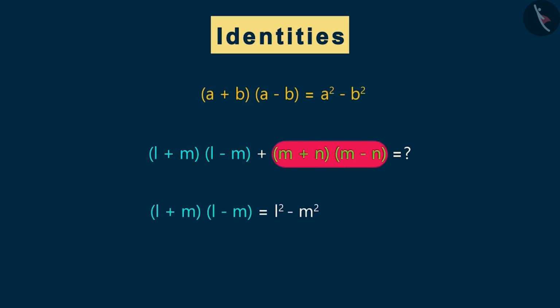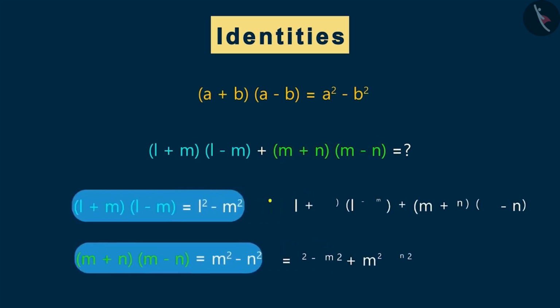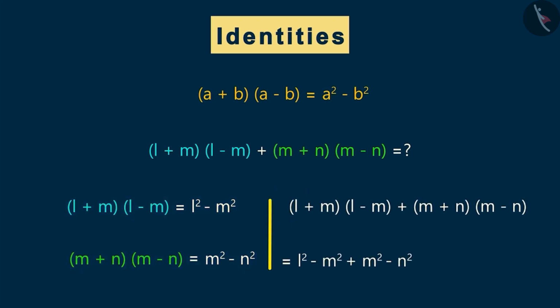Now, consider the second part. We can solve it in the same way. So we'll get this. Now, let's substitute these expressions we got in this expression. We can see that minus m square and plus m square will cancel each other. So, we will get this as the final answer.